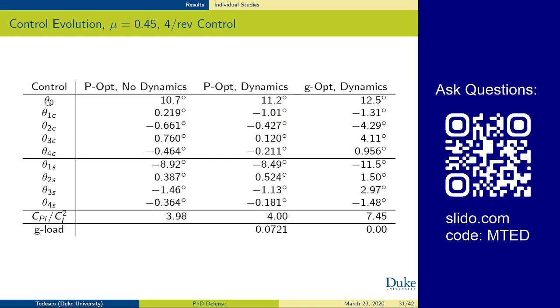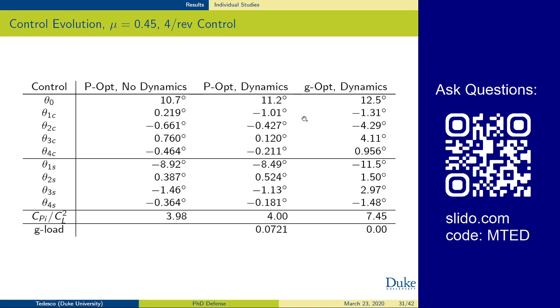So we have our conventional, our cyclic for sine and cosine, our higher harmonic control 2, 3, and 4, sine and cosine. We see also for convenience the power normalized by the lift squared and the G loading for each of these cases. So each case on the first column is the power optimization without including dynamics. Second column is the power optimization when we do include dynamics. And third is the vibration optimization when we include dynamics.